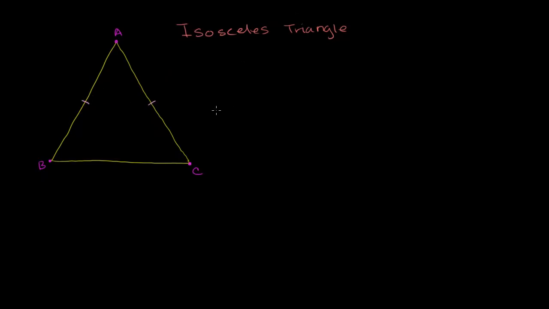Now, what I want to do in this video is show what I want to prove. So what I want to prove here is that these two, and they're sometimes referred to as base angles, these angles that are between one of the sides and the side that isn't necessarily equal to it, and the other side that is equal and the side that's not equal to it, I want to show that they're congruent. So I want to prove that angle ABC is congruent to angle ACB.